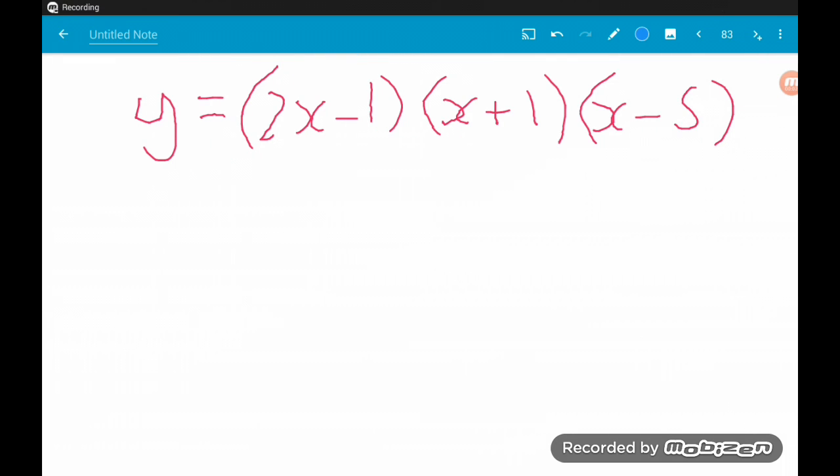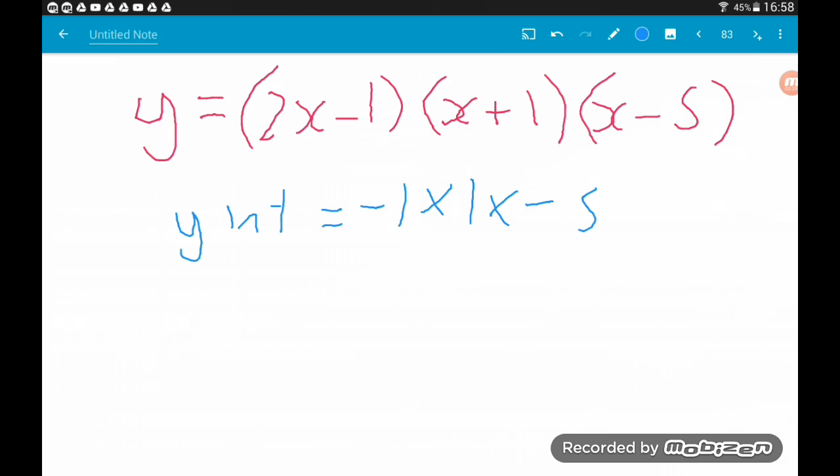Okay, example number 2. So y is (2x minus 1) times (x plus 1) times (x minus 5). So, first of all, let's find the y-intercept. So the y-intercept is the three constants multiplied together. So, minus 1 times 1 times minus 5. Now that is going to give us positive 5. So there's our y-intercept.